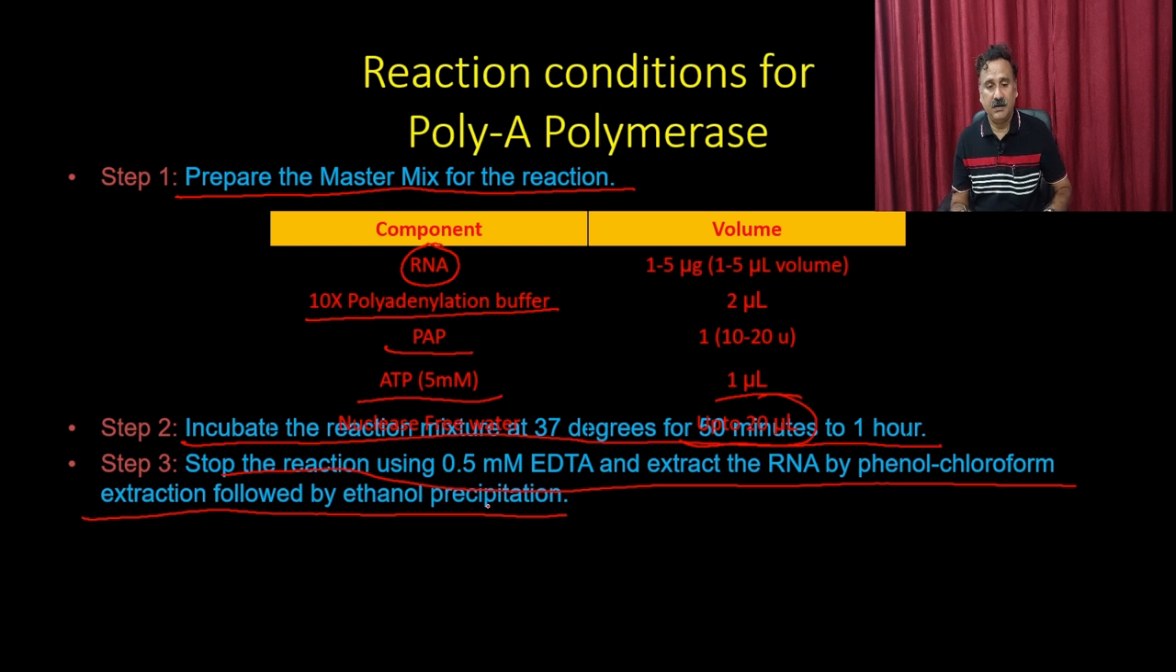Stop the reaction using EDTA and extract the RNA by phenol chloroform extraction followed by ethanol precipitation. So, this is all about the different types of enzymes that are used in gene cloning. We have discussed the polymerases, the restriction enzymes, the ligases, the alkaline phosphatases, the terminal transferases, and then also the poly A polymerases. So, with this I would like to conclude my lecture here. In our subsequent lecture, we are going to discuss some more aspects related to gene cloning. Thank you.